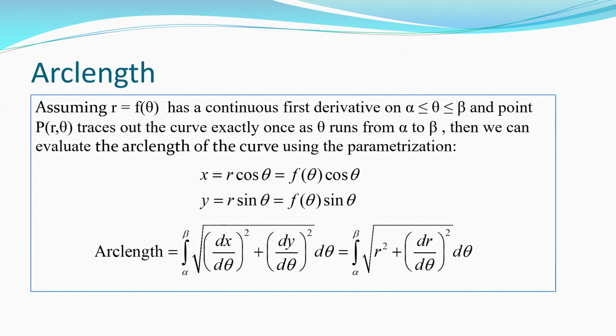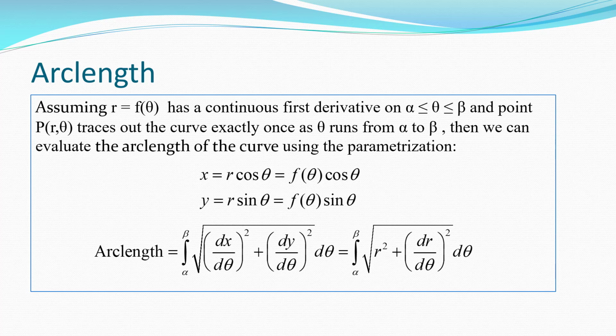Now, assuming that r as a function of theta has continuous first derivatives on the angle range from alpha to beta, and the point r comma theta traces out a curve exactly once as theta runs from alpha to beta, then we can evaluate the arc length of the curve just by using a parameterization, because r is a function of theta, and since x and y are r times a cosine or a sine, then actually x and y are both just functions of theta. So it's a parameterization of the curve. So we can use the parameterization formula to get it.